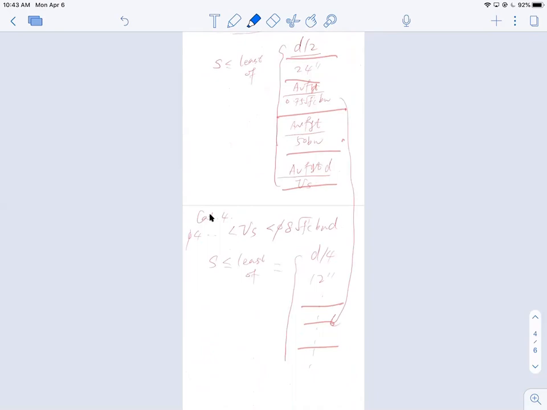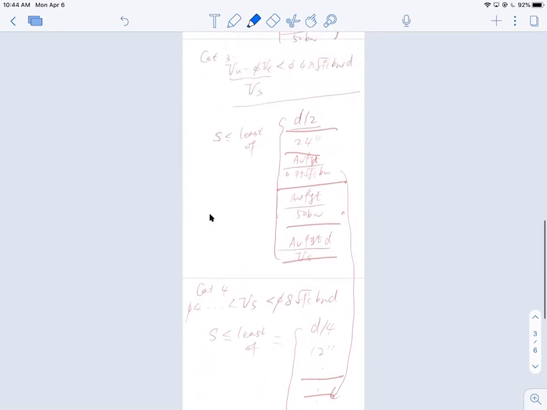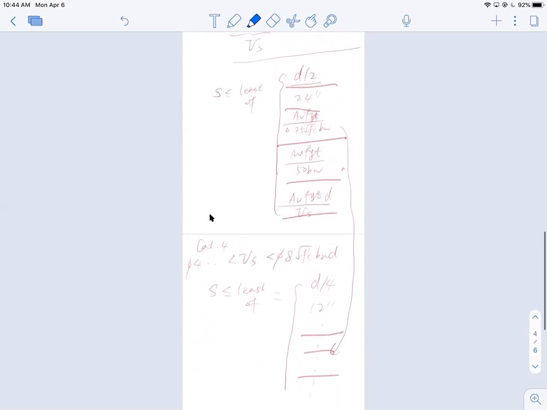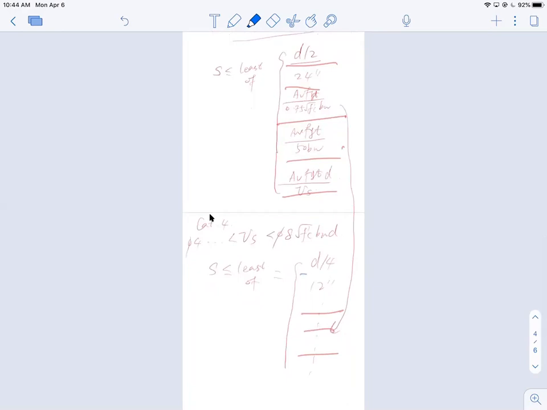Any other questions for me? The category 3 and 4 are the least of cases. Are those exactly the same? No, only the top 2 is different, right? The first one becomes D over 4, so halved. The 24 becomes 12 inches, half. The other 3 remain the same. Got it?